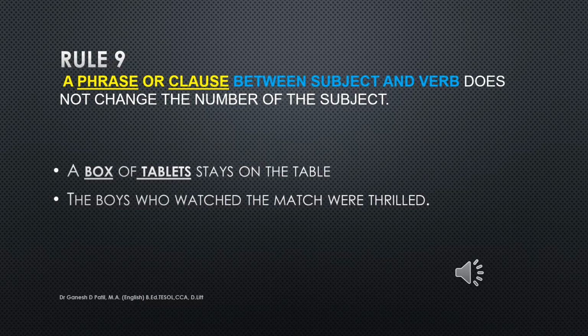In the second sentence, the boys who watched the match were thrilled. There are two clauses. The boys were thrilled is the main clause and who watched the match is the second clause. Between the subject, the boys, and the predicate, were thrilled, there is another clause, who watched the match. In such a case, we need to ignore the clause or the phrase for a while and the verb agrees with the subject. So, were thrilled agrees with the boys. Here, who watched the match does not have to do anything with were thrilled.